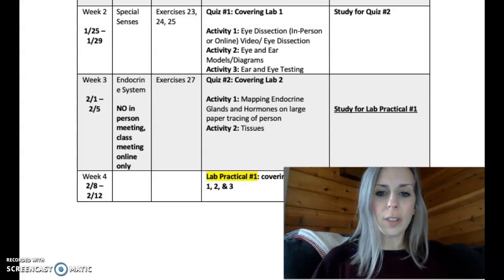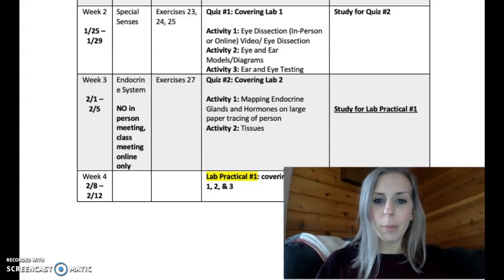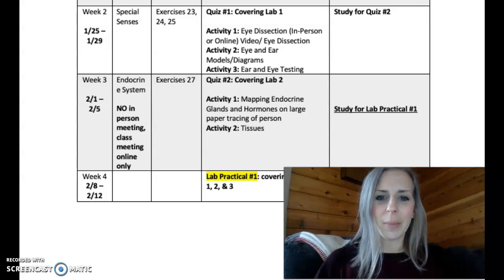If you have any questions on any of this material, the syllabus, anything moving into the semester, feel free to email me, and I look forward to seeing you all in week 2 in person with your dissection materials, ready to dissect eyeballs.